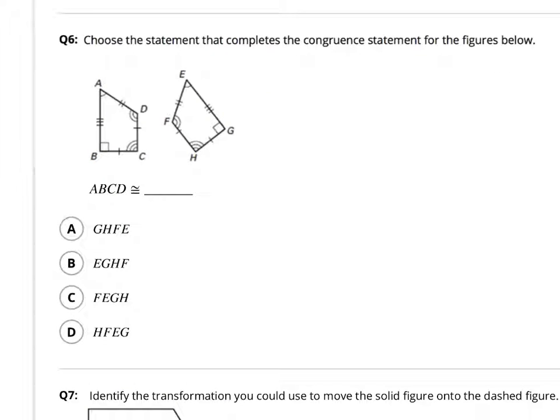Number 6, just like number 5. All right, they're saying A, B, C, D. So A, B, C, D. So pay attention to how they labeled this quadrilateral. Now, how would you label one being congruent to this one? Okay, look at who they start with, A, B, C, D. Here are your 4 choices down below.